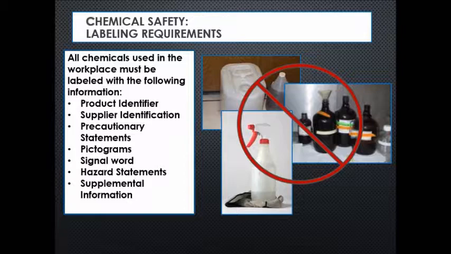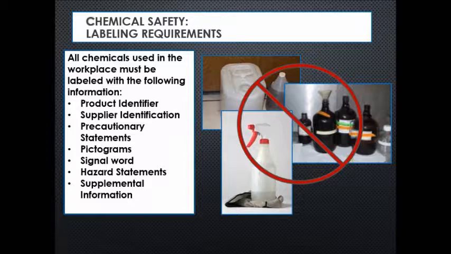Every chemical container should have a label containing each of the following parts, which we'll discuss in detail later in the video. Product identifier, supplier identification, precautionary statements, pictograms, signal word, hazard statements, and supplemental information.